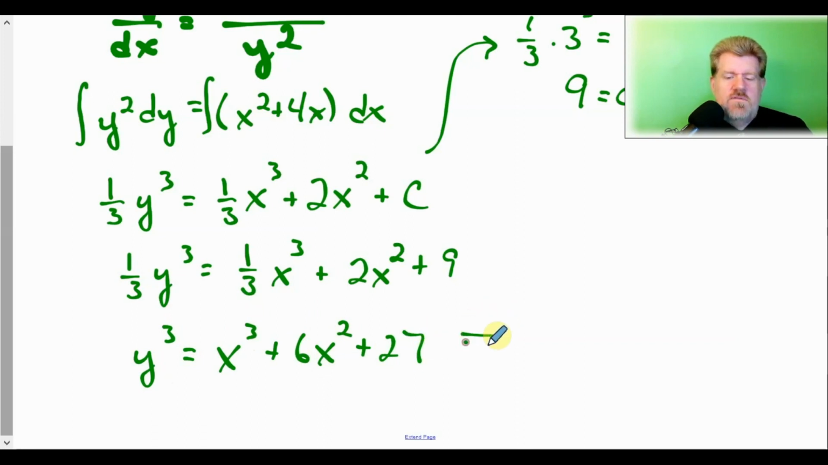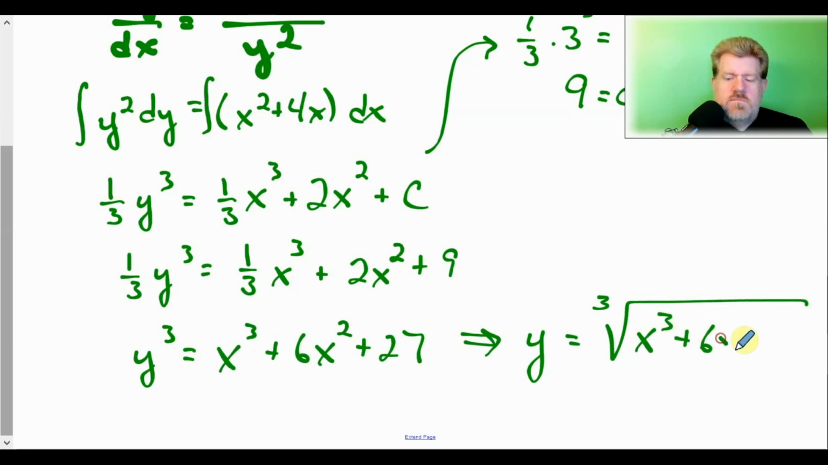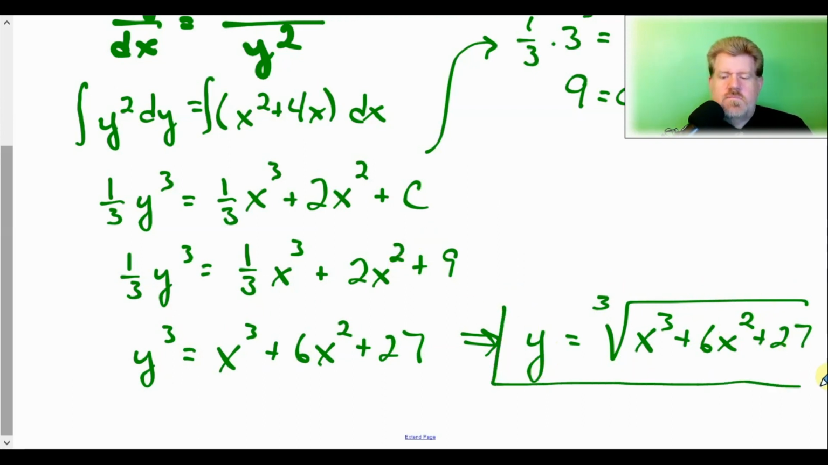And finally, the inverse of y cubed is a cube root. And there's our answer. No plus c value anymore because we figured it out.